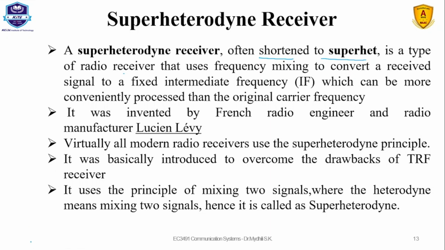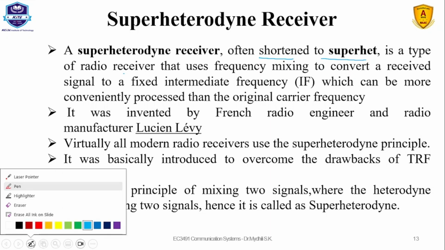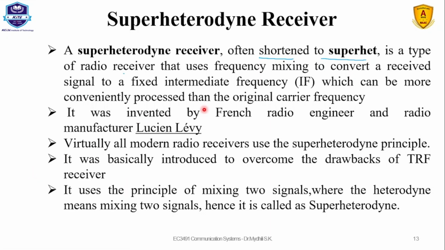Let me take this pointer. It is a type of mixing which is fed as an input to it. You could see here two inputs; whichever are fed here will be mixed together to produce an intermediate frequency, which we have studied in the basics of RF signaling. This intermediate frequency will be carried along for a convenient process of reception. It was invented by the French radio engineer and radio manufacturer Lucien Levy, and virtually all modern radio receivers use this superheterodyne principle.